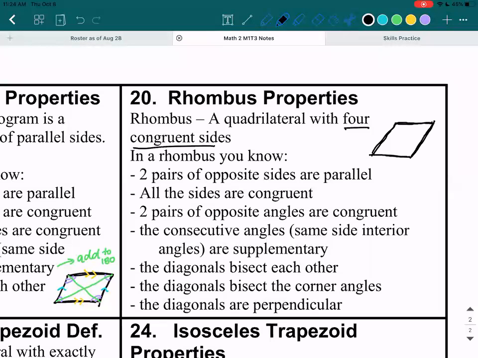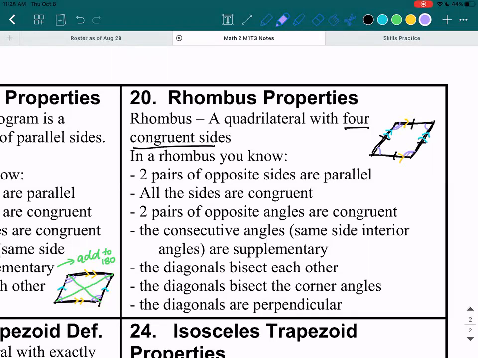So it's like you took a square and you just smushed it a little bit. You just tilted it to the side. So all four sides are congruent. Just make sure I mark that. In a rhombus, the two pairs of opposite sides are parallel because, like I said, it is a parallelogram of sorts. So those two are parallel and these two are parallel. All the sides are congruent, we already said that. Two pairs of opposite angles are congruent. So just like any other parallelogram, those two purple angles are congruent, just like those two purple angles are congruent.